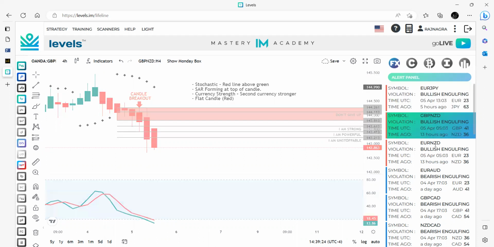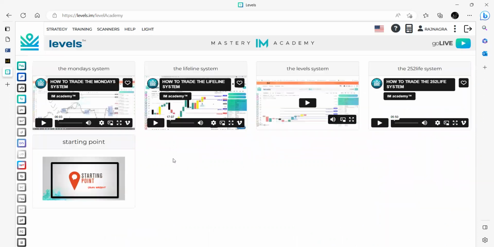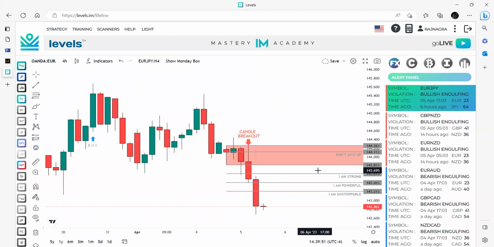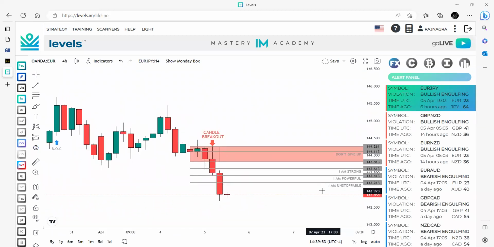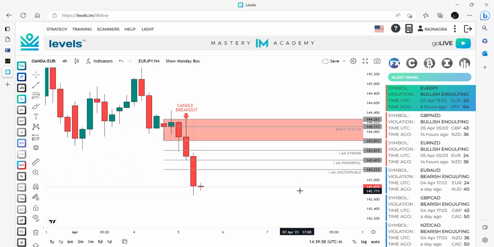Okay, so this is it with the Levels strategy. Now, if you go to the training, you will be able to see that there are videos here for each of the different strategies, and you can check out how to trade the Lifeline system. And you can always go to the Go Live education as well, where you will be able to learn properly how to trade not just the Lifeline strategy, but also Mondays and master trades. The more you educate yourself on Forex trading and how it works, the more you can start to profit as you go down the line.